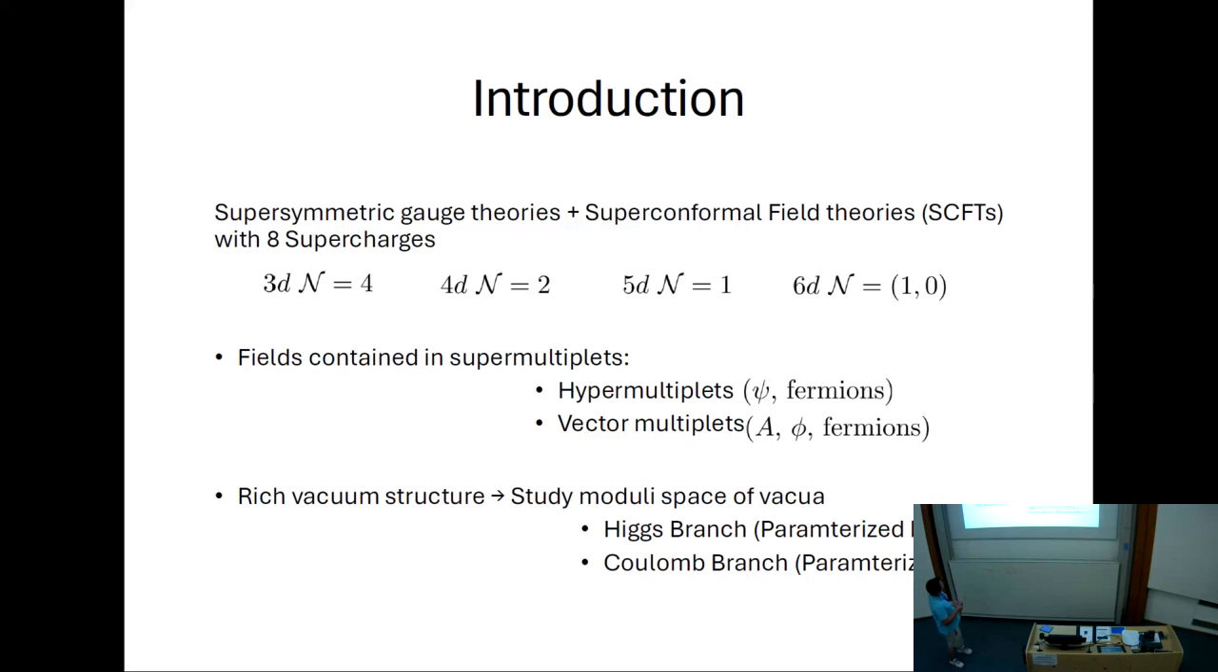So these theories have hypermultiplets and vector multiplets, and they have a very nice and rich vacuum structure. So it's worthwhile to study the Higgs branch moduli spaces of vacua and the Coulomb branch moduli spaces of vacua. So this is the setting of what I want to do.